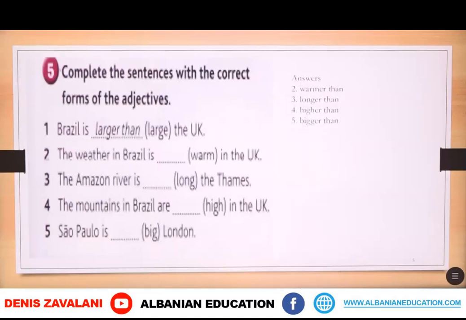Okay, maybe you had enough time. The weather in Brazil is warmer than in the UK. The Amazon River is longer than the Thames. The mountains in Brazil are higher than in the UK. Sao Paulo is bigger than London. So we compared a few places.